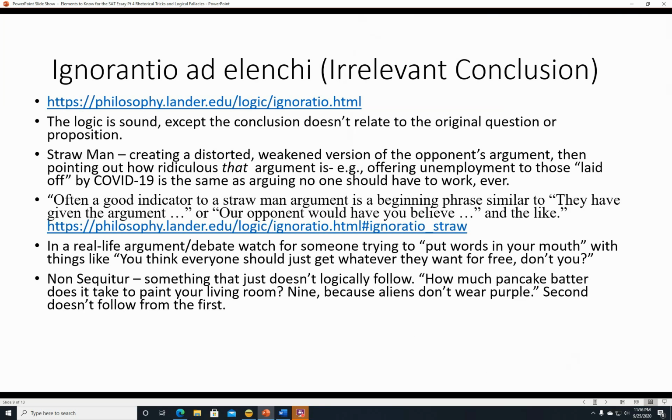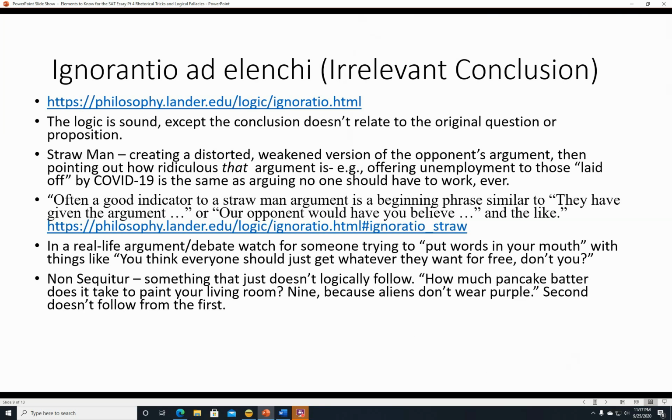Non sequitur. A non sequitur is just something that doesn't logically follow. The straw man is kind of a weakened version of that because it does follow, but it's distorted, whereas a non sequitur is like the parody of word problems you've probably seen on Facebook or other places on the internet. How much pancake batter does it take to paint your living room? 9, because aliens don't wear purple.